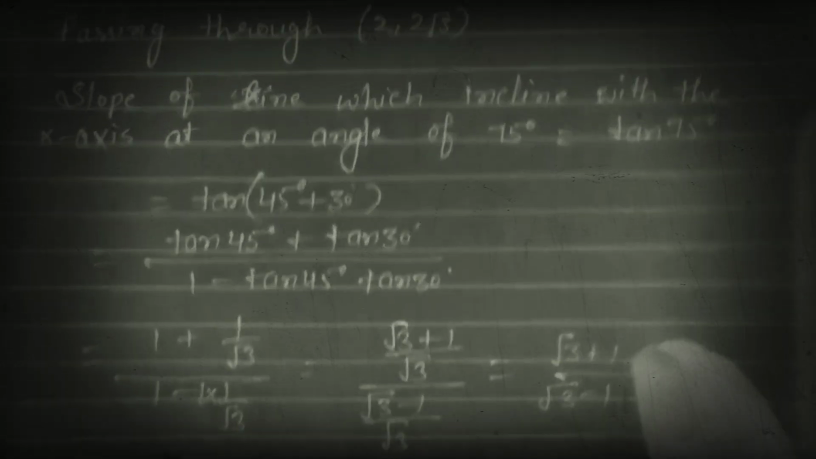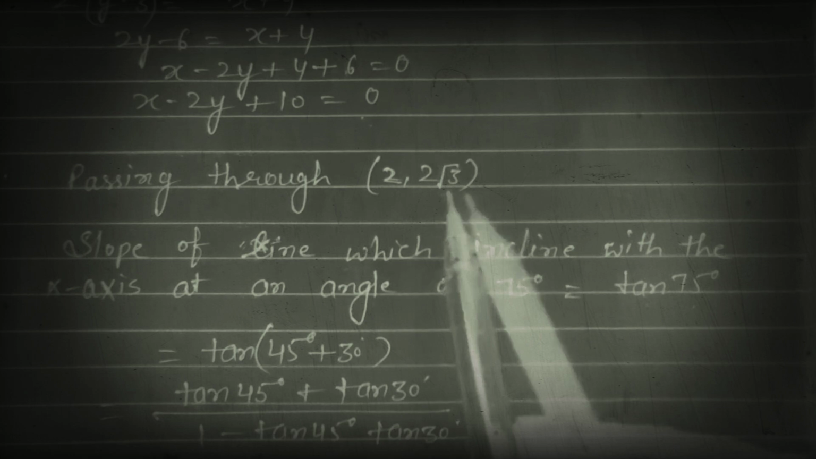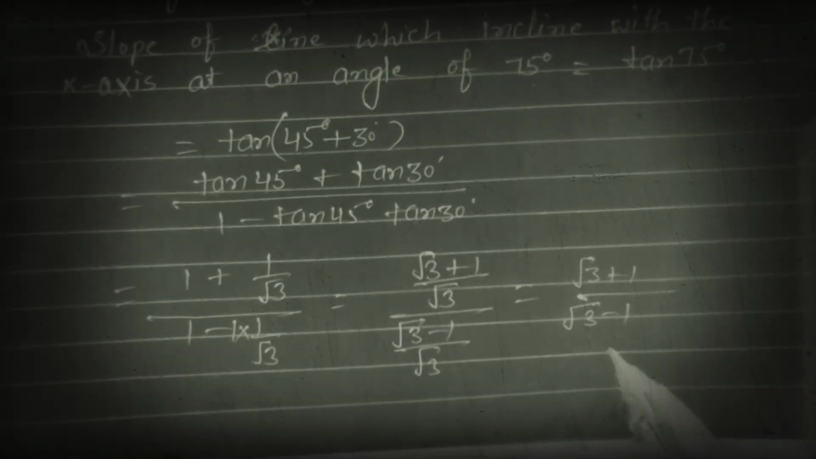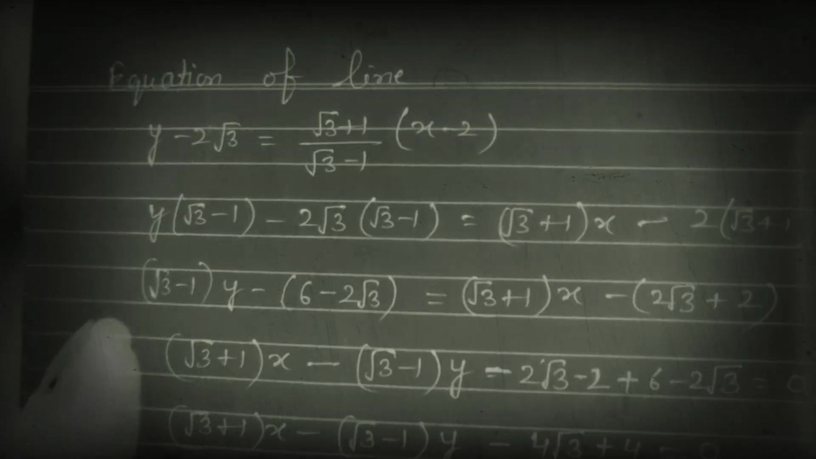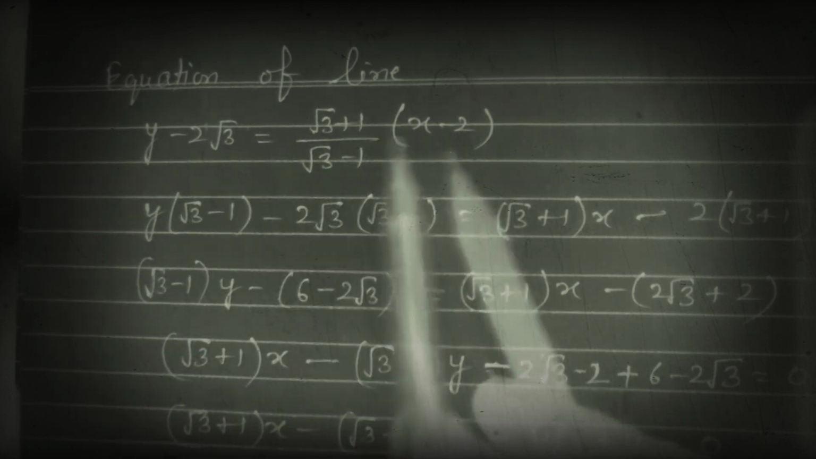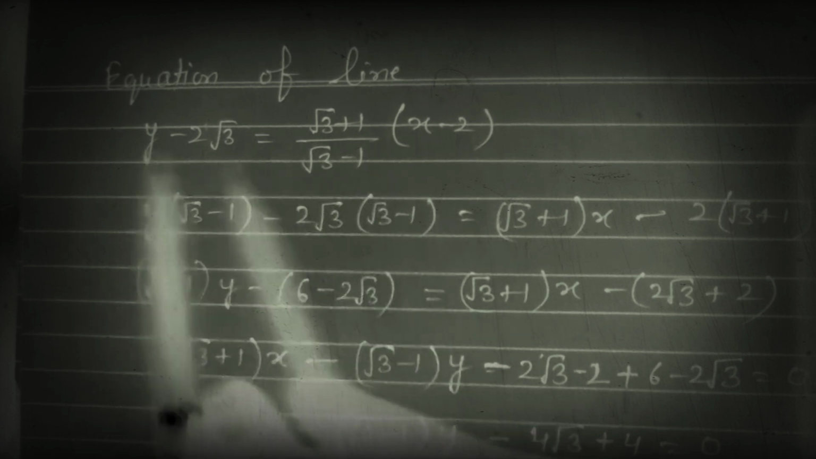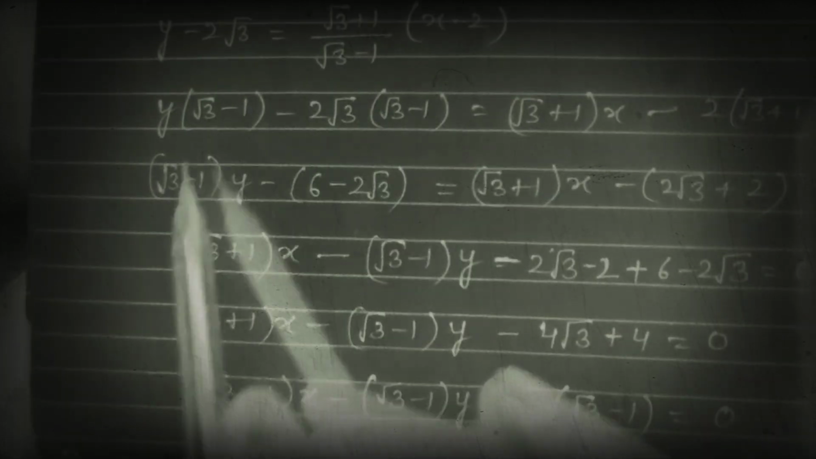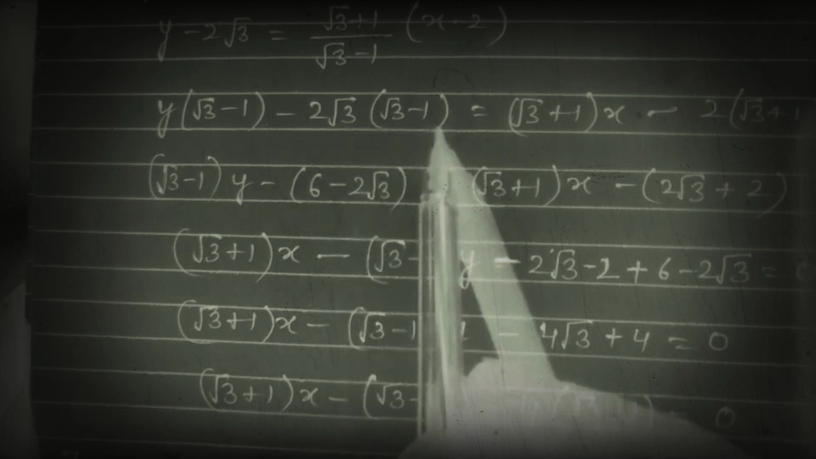And the passing point is 2, 2 root 3. Then the equation of the line will be y minus y1, y1 is 2 root 3, is equal to m into x minus x1. x1 is 2. So root 3 minus 1 multiplies with these two and root 3 plus 1 multiplies with these two. Then we will get root 3 minus 1 into y minus 2 root 3, multiplied with both.